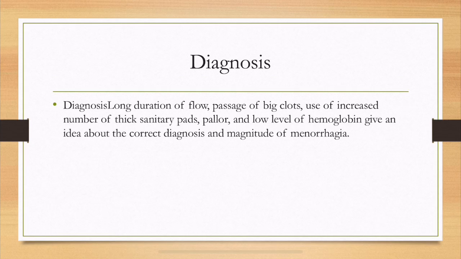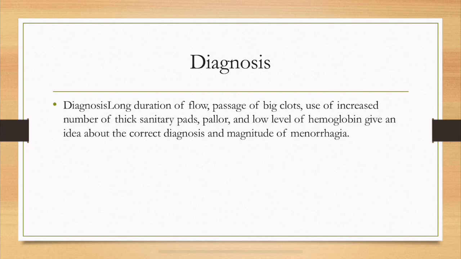You need to see the long duration of flow, that is more than 7 days. There may be passage of big clots, or the use of an increased number of thick sanitary pads, when the woman is using more than 7 sanitary pads in a day. Pallor, that is paleness, is seen in the patient, and a low level of hemoglobin. When you ask the patient to get her hemoglobin done, it is going to be really low. Then it gives an idea about the correct diagnosis and the magnitude of menorrhagia.